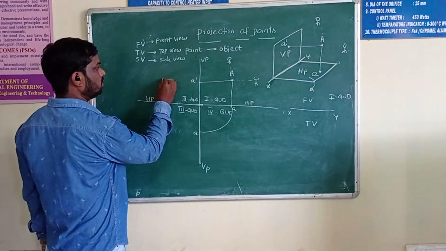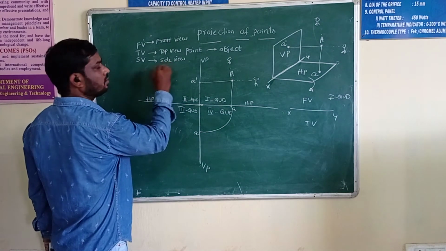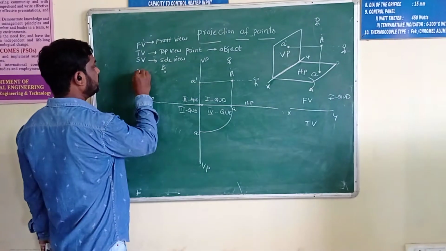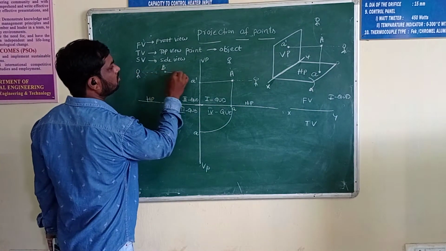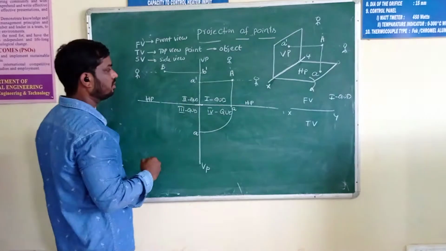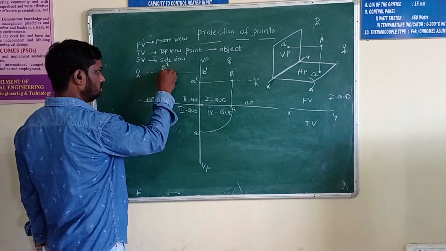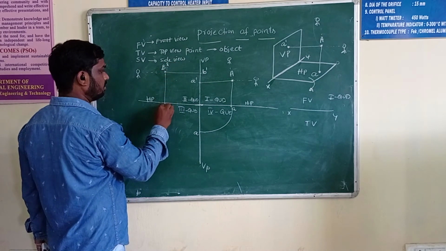Like this, you are taking point B. So the observer here is seeing the object which is projecting onto the vertical plane. That is B dash. The observer here from the top side sees the object which is projecting onto the horizontal plane, and you will get the top.